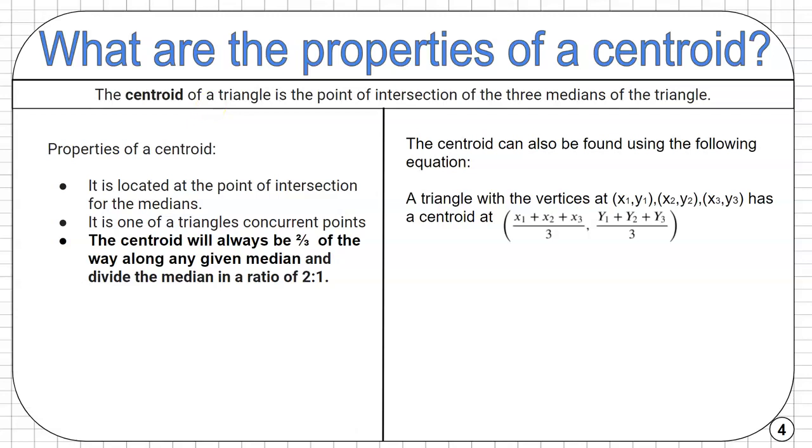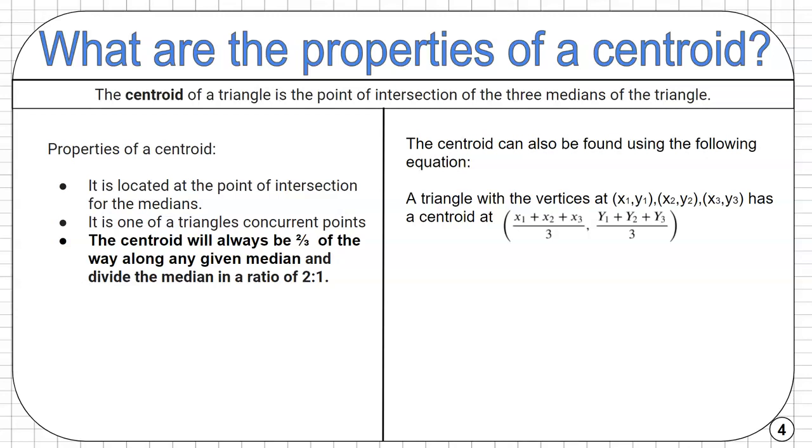The centroid of a triangle is the point of intersection of the three medians of the triangle. The properties of a centroid: it is located at the point of intersection of the medians. It is one of a triangle's concurrent points, and the centroid will always be 2/3 of the way along any given median and will divide the median in a ratio of 2:1.